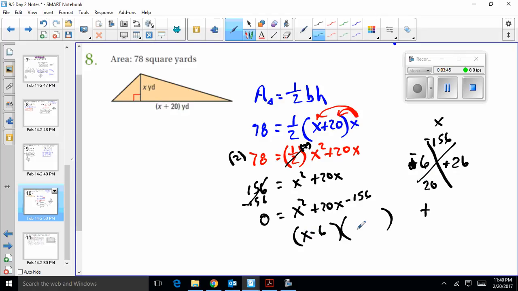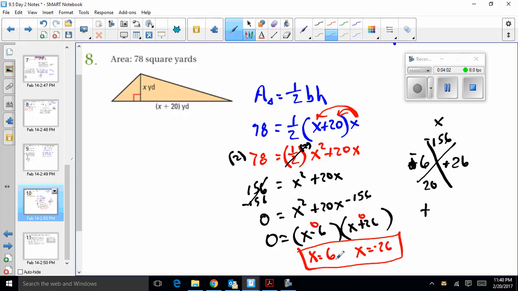So it's x minus 6, x plus 26 equals 0. So now I know x equals a positive 6 or x equals a negative 26. If either one of these factors is 0, the product is going to be 0. Okay? So of these two, you might think I'm done. No, I'm not done. I got to figure out which one works for x. Is a negative value going to work here? No. I'm going to go with the positive value.